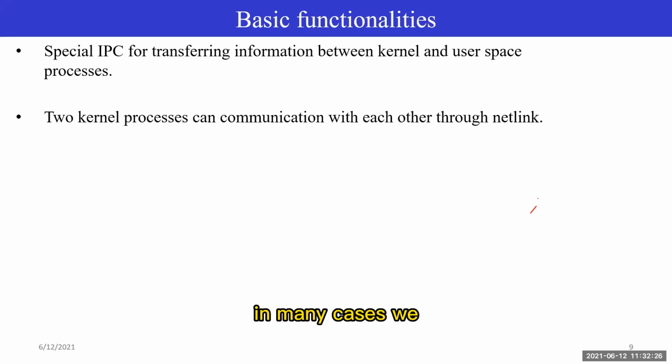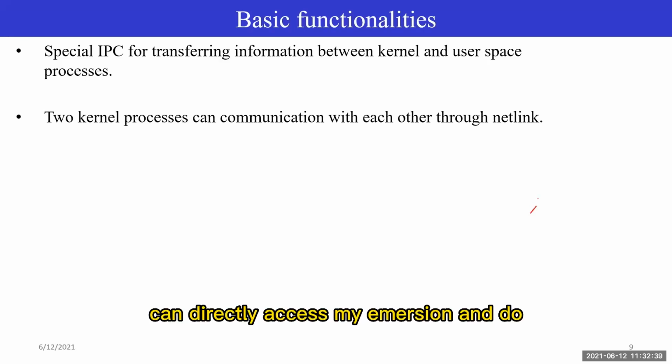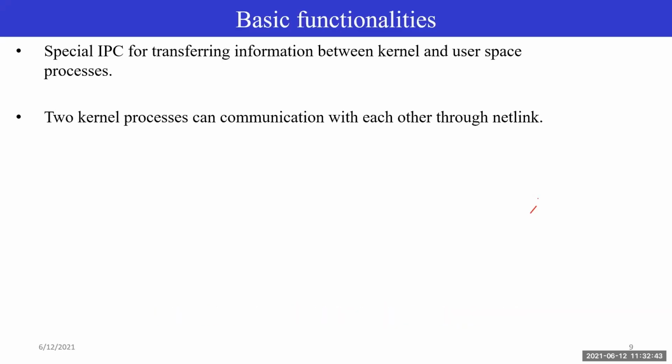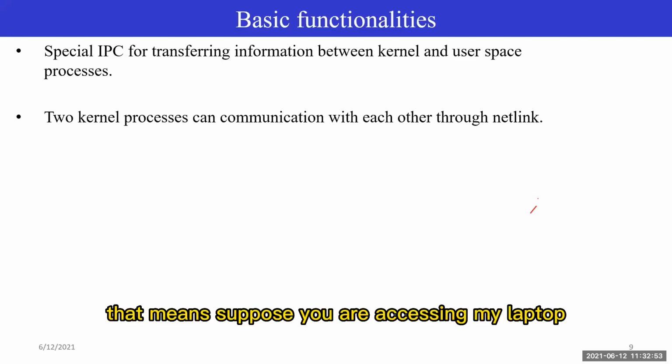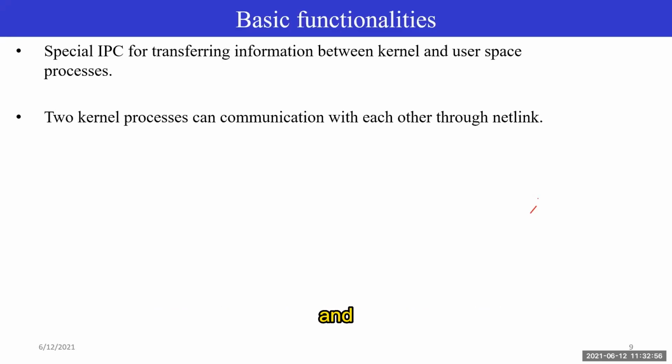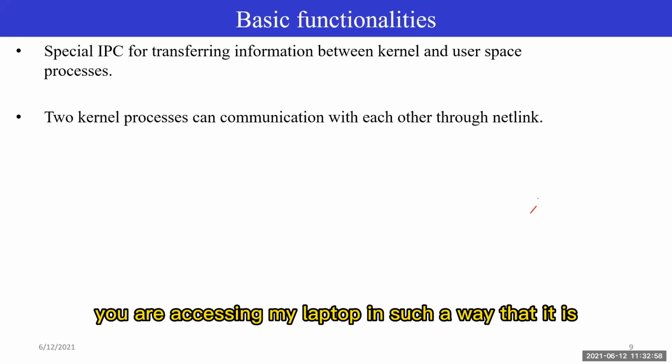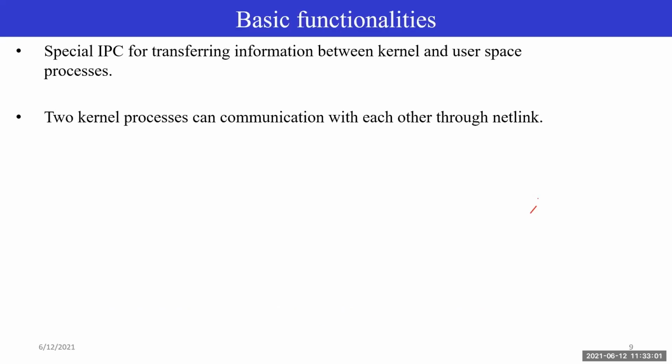In many cases, we remotely share our Windows desktop or Linux desktop with our friends or colleagues, so that he or she can directly access my machine and do her own job. For that, usually the SMB protocol is running at both ends. That means, suppose you are accessing my laptop in such a way that it is almost one of your drives.